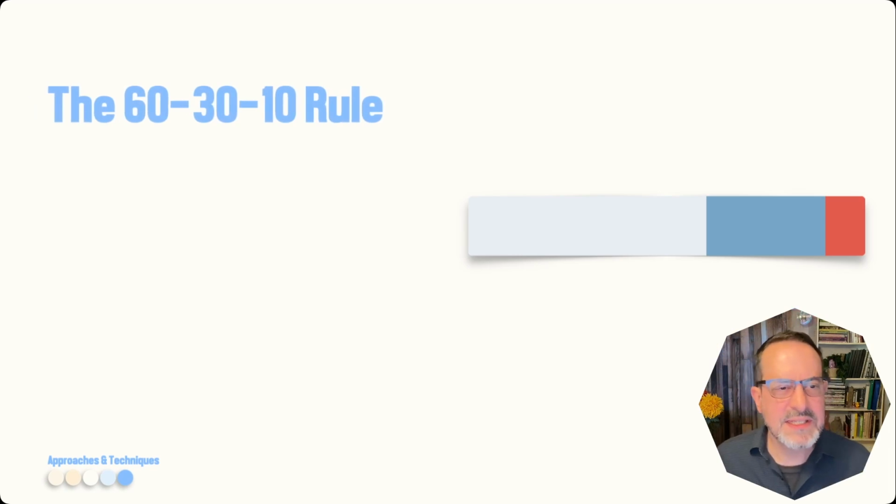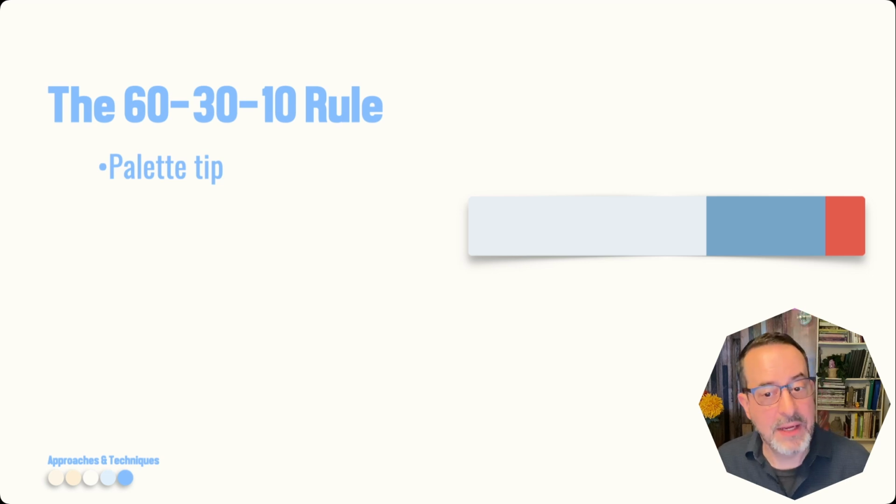So here's the 60-30-10 rule. You may have seen this. This comes from interior design or decorating. You might see this in home design magazines. So let's talk about what this rule is and think about it. It might work for certain projects that you're working on. It's really a tip about how to create a palette.